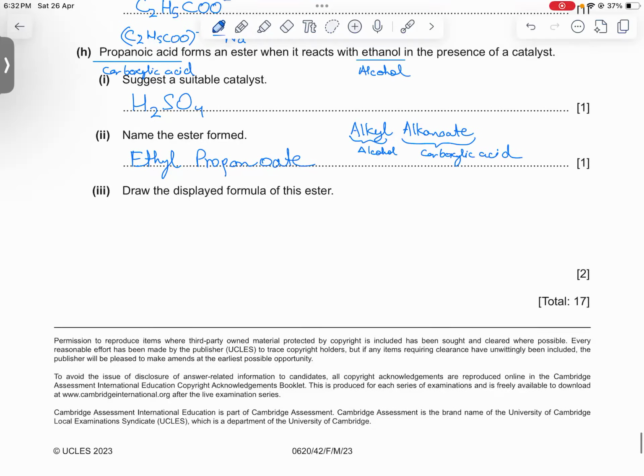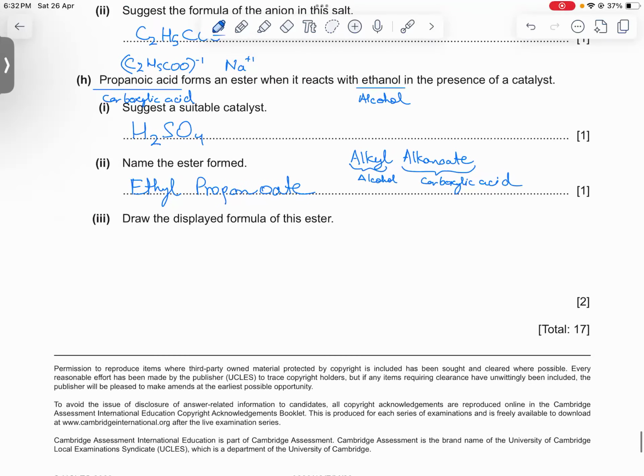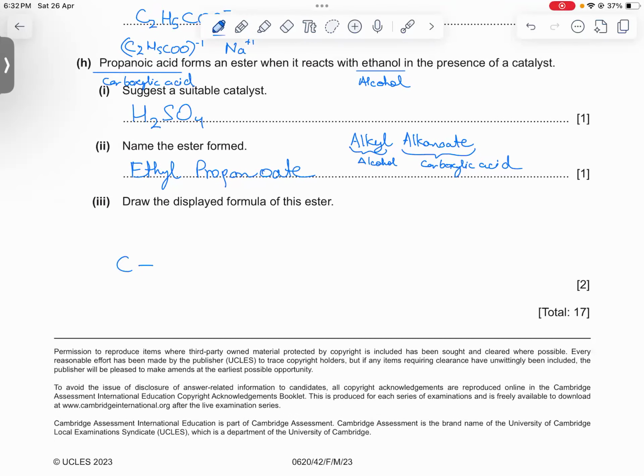Next, draw the displayed formula of this ester. So we want to show everything. So the carboxylic acid, propanoate, contains 3 carbons, and then the double bond O and the O and the C and the C, and everything else is just hydrogen. All right. So this guy is hydrogen, this guy is hydrogen, and this guy is hydrogen.